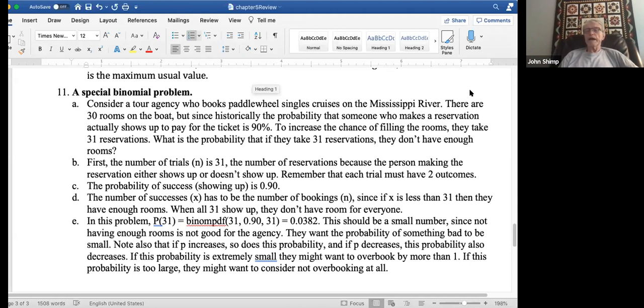Problems like this could involve vehicles, car rentals or something like that. They take reservations for more cars than they have, thinking that somebody's not going to show up, so they'll still fill all the cars. Or hotel rooms, or airline seats. They book more people than they have seats, thinking that somebody's not going to show up, but they'll still fill their seats. I call these overbooking problems. And typically we'll overbook by 1.